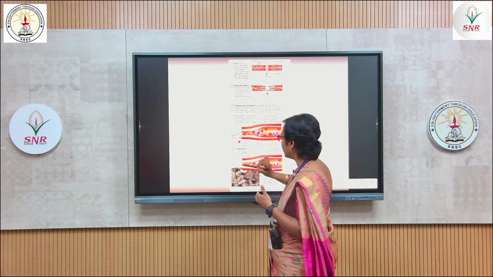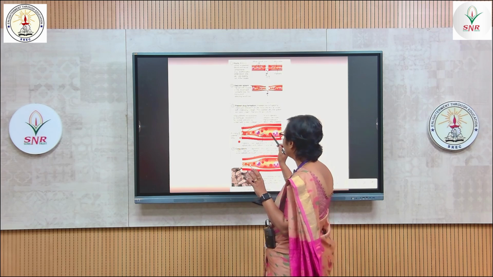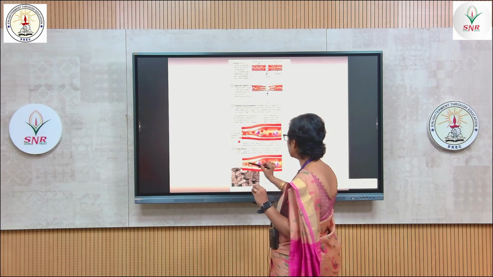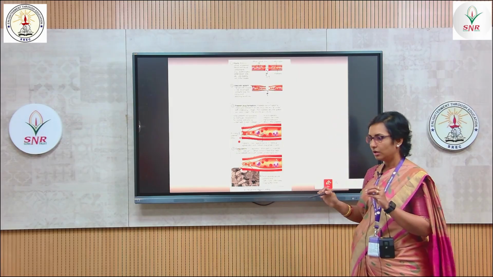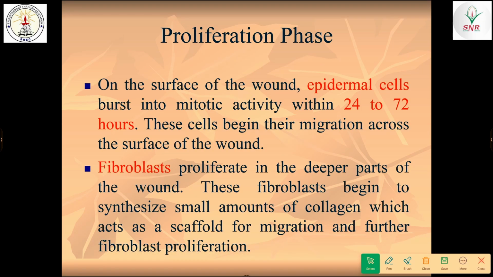Here they will come and deposit at the injury site and form a clot or a plug to block the blood flow. Now you can see that the blood flow is completely stopped, so there is no bleeding due to the injury. This is what is happening in the case of inflammation, that particular step. So now the second stage, that is the proliferation phase.